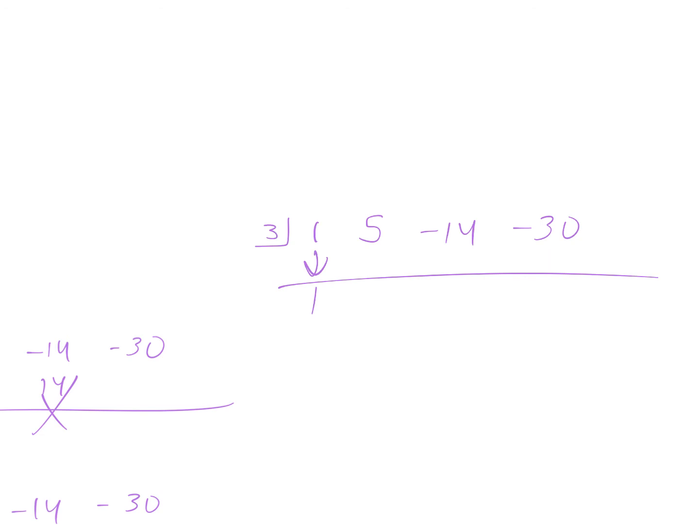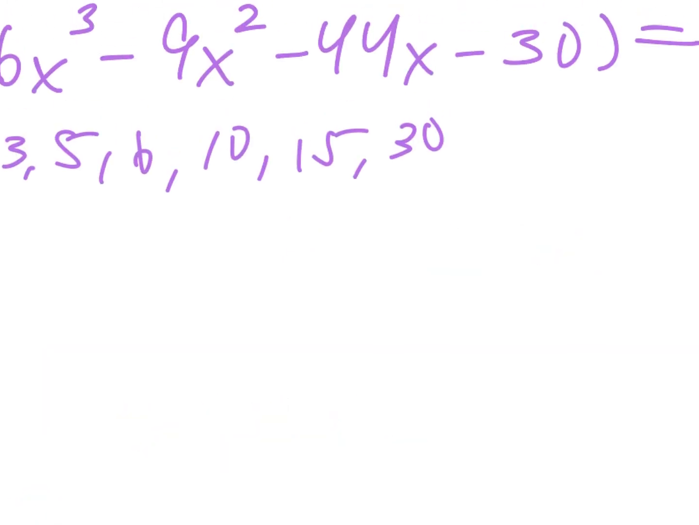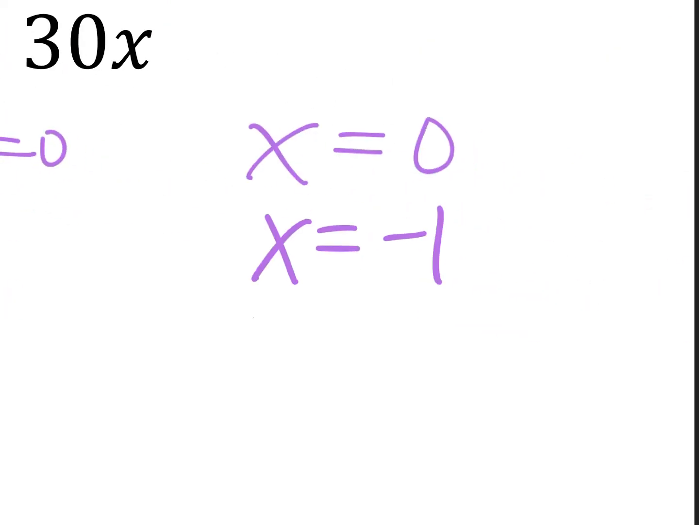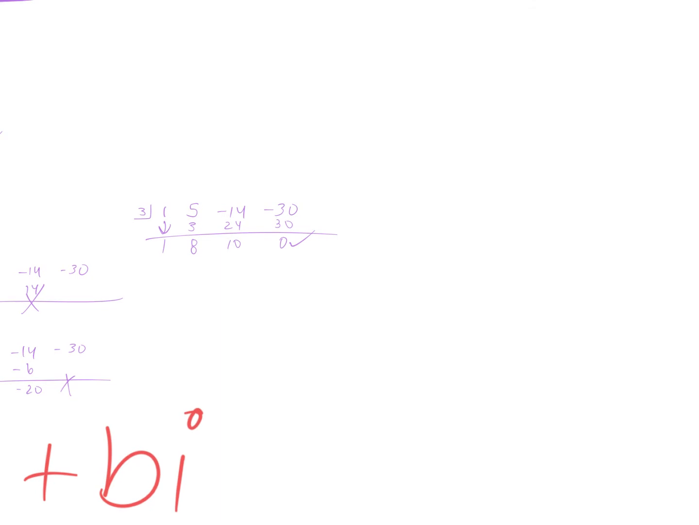Bring down that 1. What's 1 times 3? 3. 5 plus 3 is 8. 8 times 3 is 24. Negative 14 and 24 is 10. Looky here, guys. What's 10 times 3? 30. What's negative 30 plus positive 30? Woohoo! We do a little celebration, and we come over here and say, oh, yes, x equals 3. All right? I found 3 of my 5 answers.